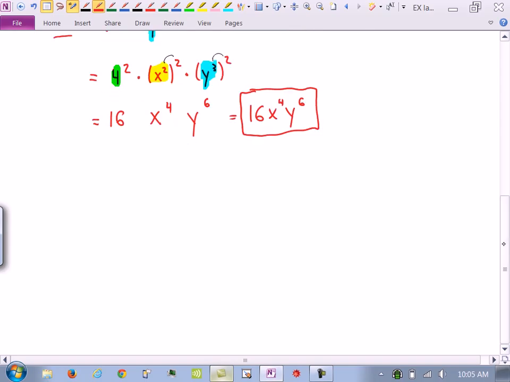I'm going to do one more, and then I want to see what you can do on your own. I'm going to give you one to work on. All right, how about -3, x to the -2, y to the 4th, all raised to the -2.